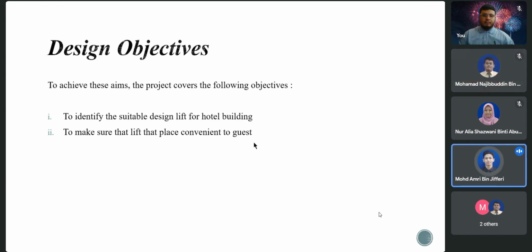First, to identify the suitable lift design for the hotel building, and then to make sure that the lift placement is convenient to guests.